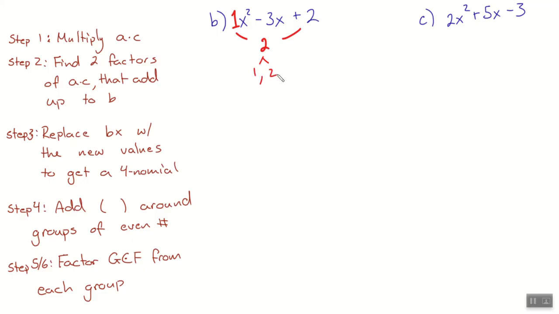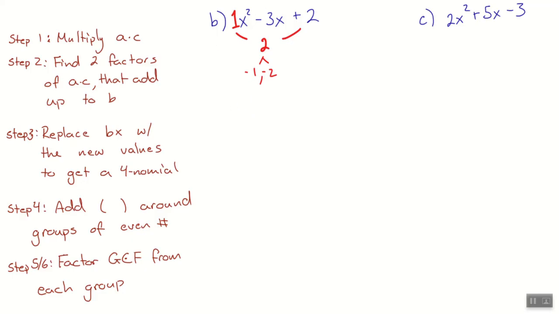When we look at this, 1 times 2 is 2. That works. But if you add these up, what do you get? What I need is a -3. If I make them both negative, does it still work? Fantastic. If I view this as -2 times -1 instead, is that okay? Yeah, it doesn't matter which way we go.